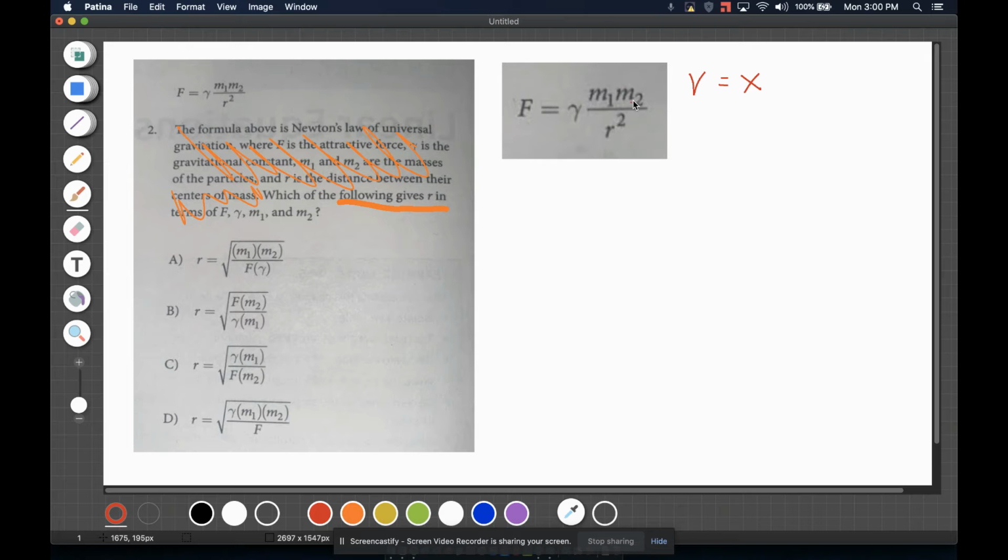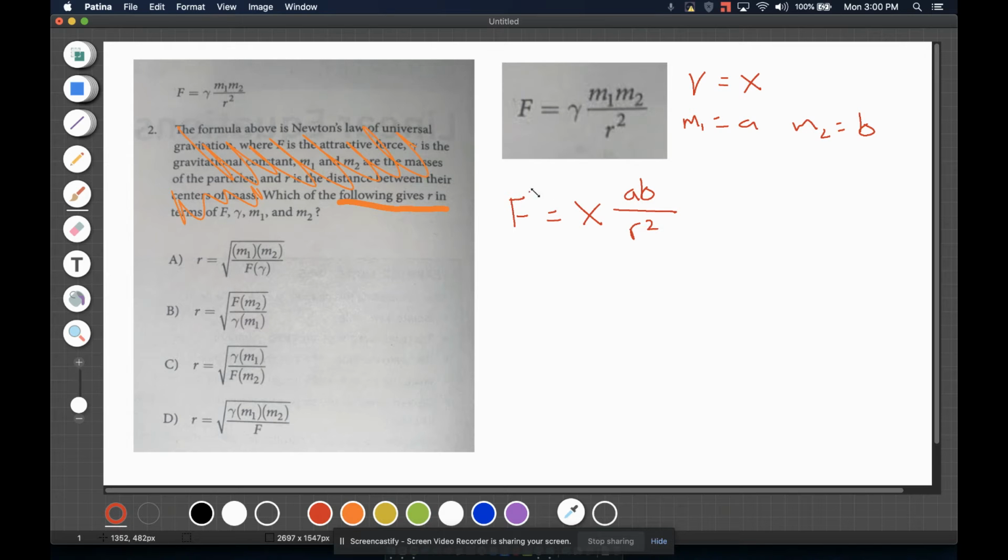M1, M2, well, those are multiplying together. You could think of it as like A, B if you wanted to, or as one thing. So let's think of M1 as A, and let's think of M2 as B. All this is going to do is make this look a little bit less complicated. So we have F then equals X times AB over R squared.